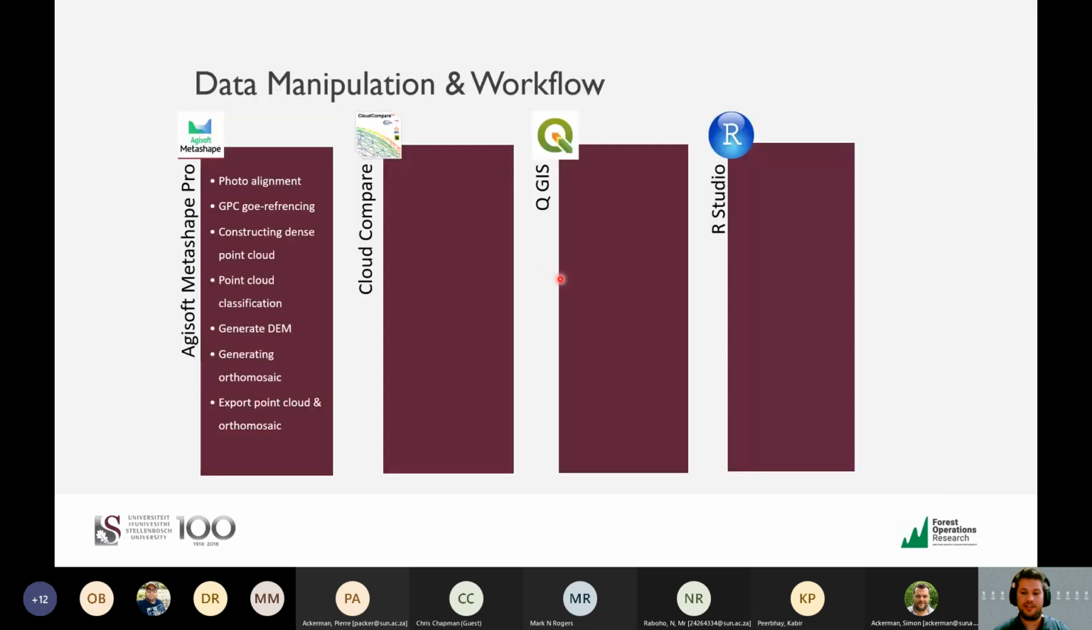Next, the data flow and manipulation. The following combination of open source and commercially available software was used to manipulate and extract the information from the UAV data. Firstly, we will be looking at Agisoft Metashape Pro. Agisoft was used to perform the structure from motion, creating a sparse point cloud from the drone images. Next, the dense point cloud was constructed and classified. Thereafter, a digital elevation model was created as well as an orthomosaic from the dense point cloud. Next, the dense point cloud and the orthomosaic were exported for further use.